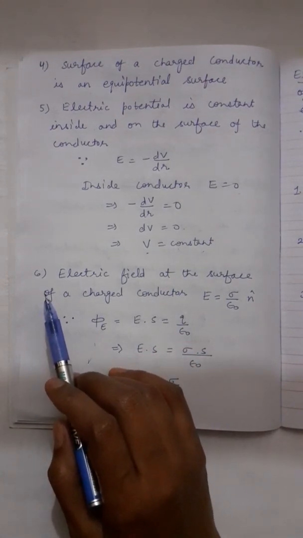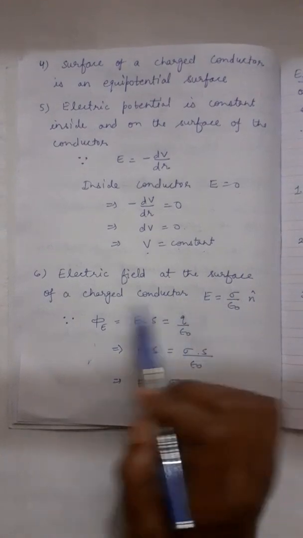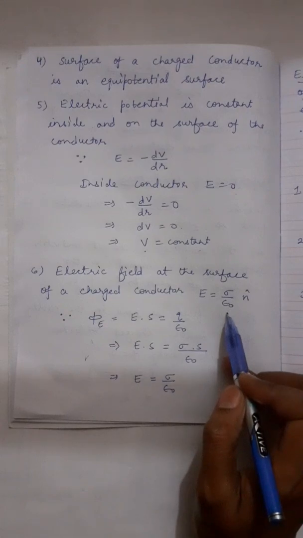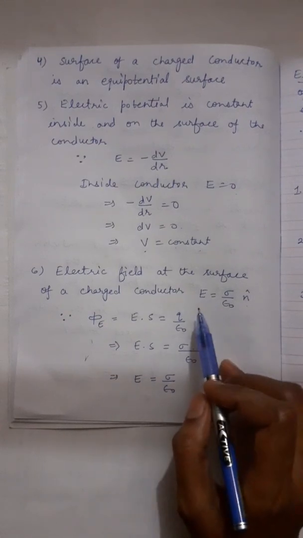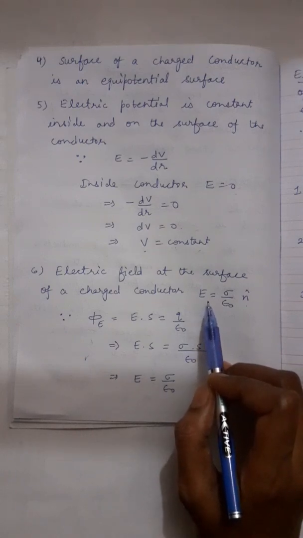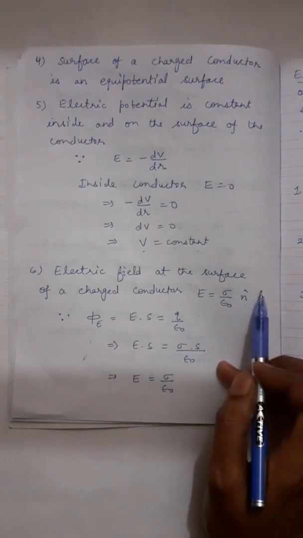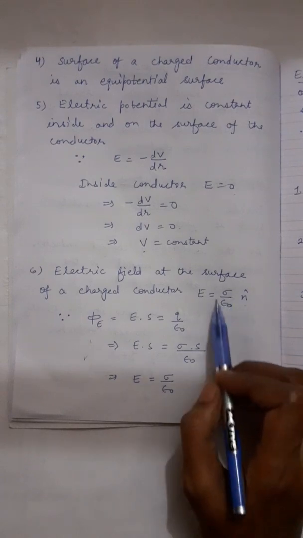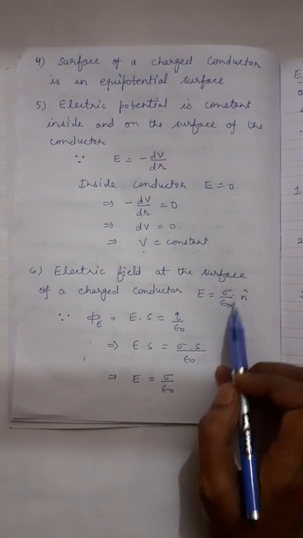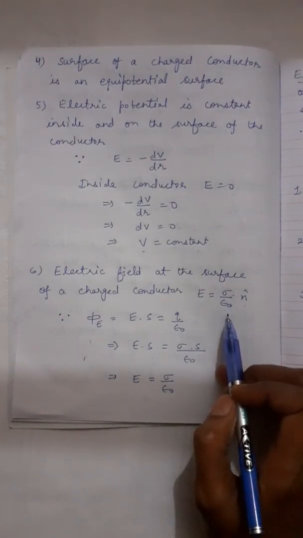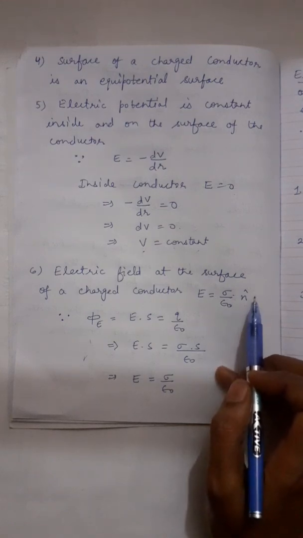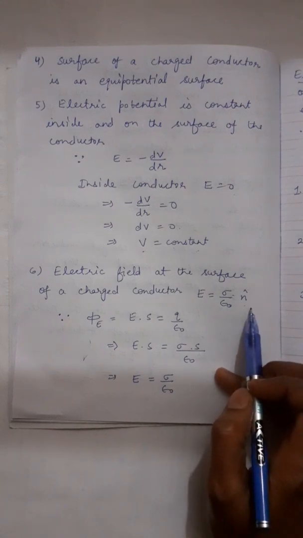Now the next property is the electric field at the surface of the charged conductor. E is equal to sigma upon epsilon naught n. By the second property we know that the electric field is always normal to the surface of the conductor, and this will be its value, where sigma is the surface charge density, epsilon naught is the permittivity of free space, and n is the unit vector normal to the surface.